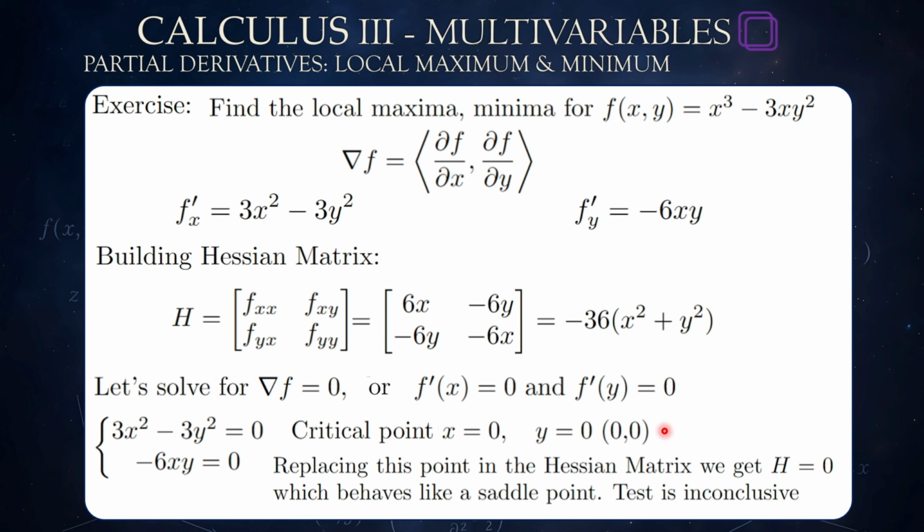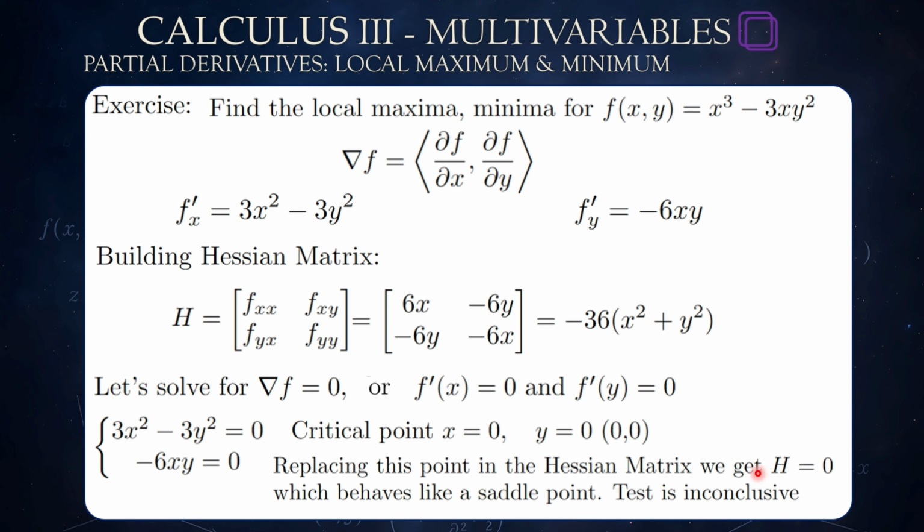Replacing this point in the Hessian matrix, we get H equal to 0. Why? Because minus 36 times 0, okay? Which behaves like a saddle point. A saddle point is like a level point where there's no going up or down. This is what we mean by saddle. There's no increase or decrease. This means that the test is inconclusive.